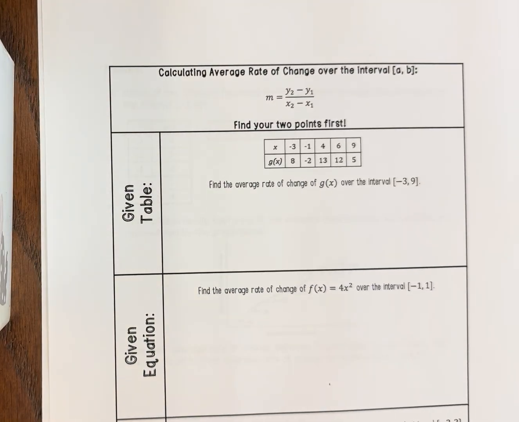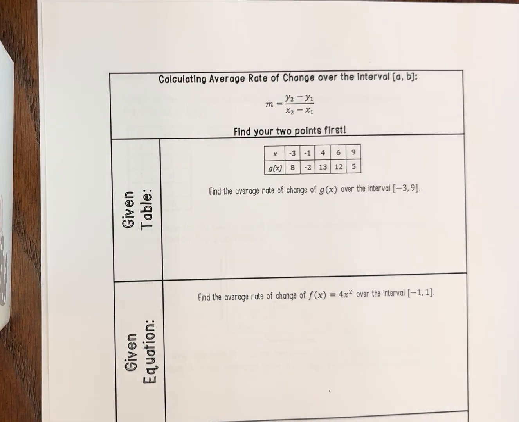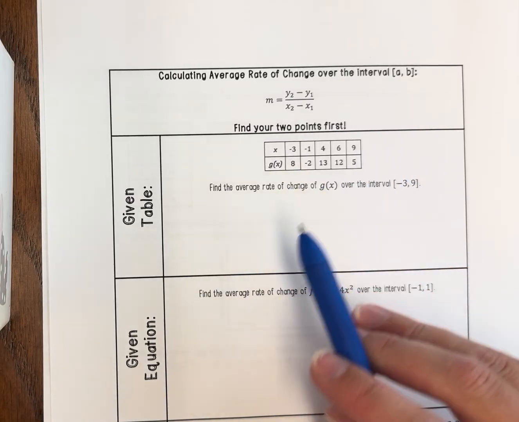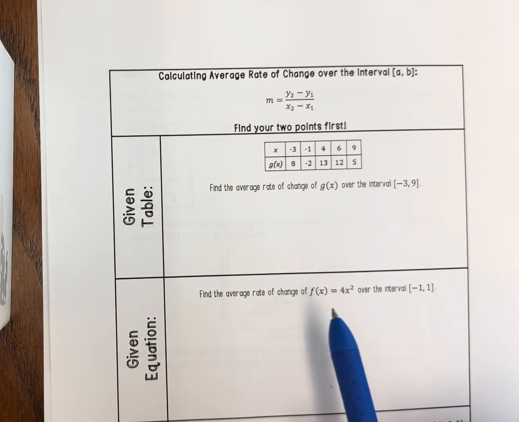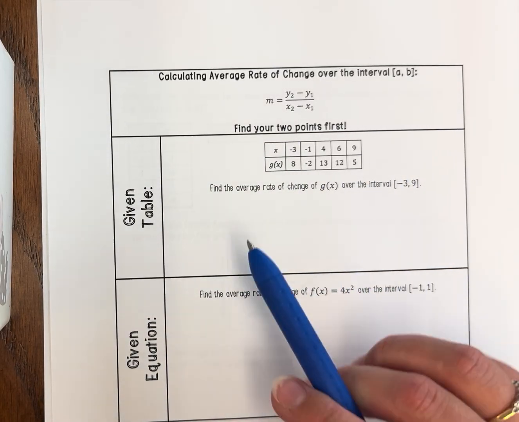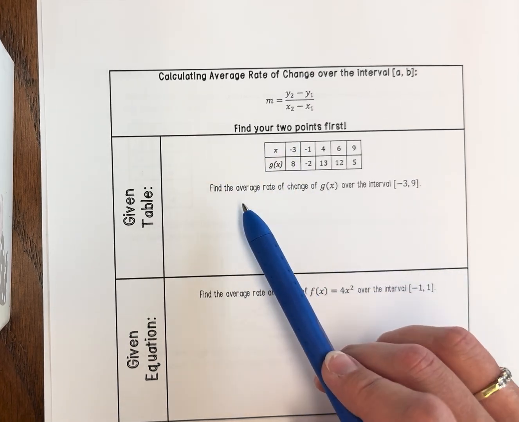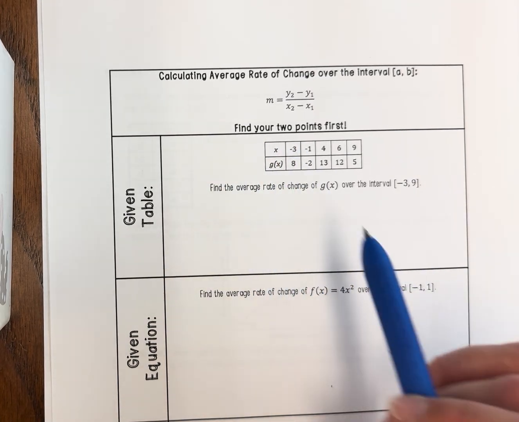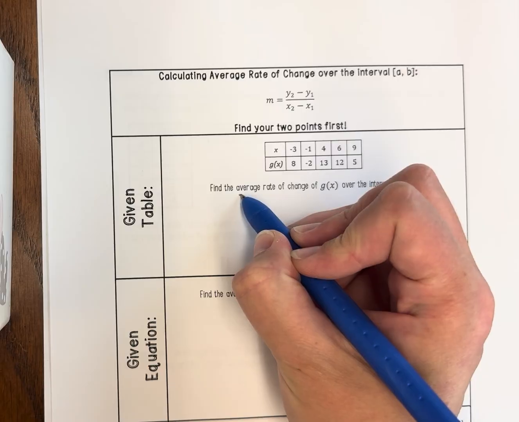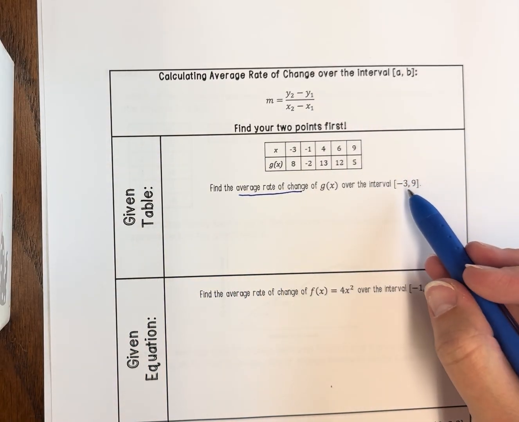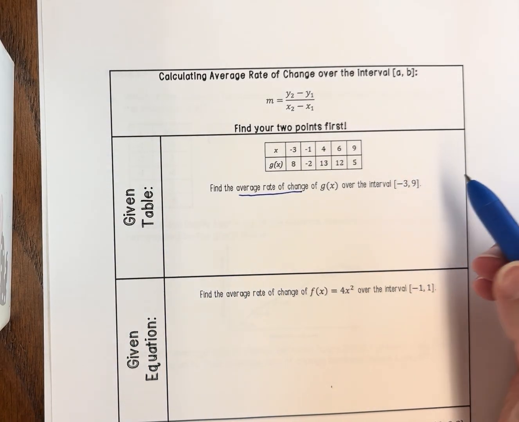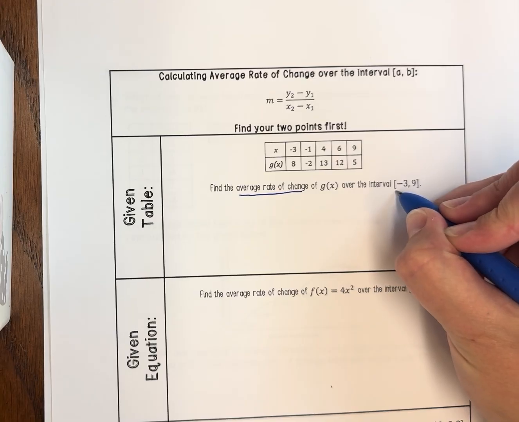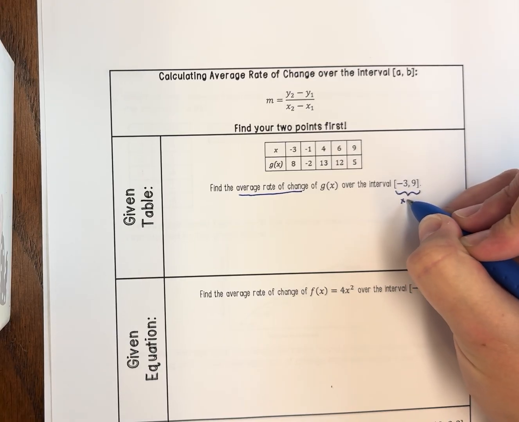All right, so here are all of the other options you could see. We're going to do another one where you have a table. Instead of having a word problem, though, we're going to have an interval. So first, again, we want to find the 2 points. It says find the average rate of change, which again means slope, of g of x over the interval -3 to 9. This is an interval. These are your x values.